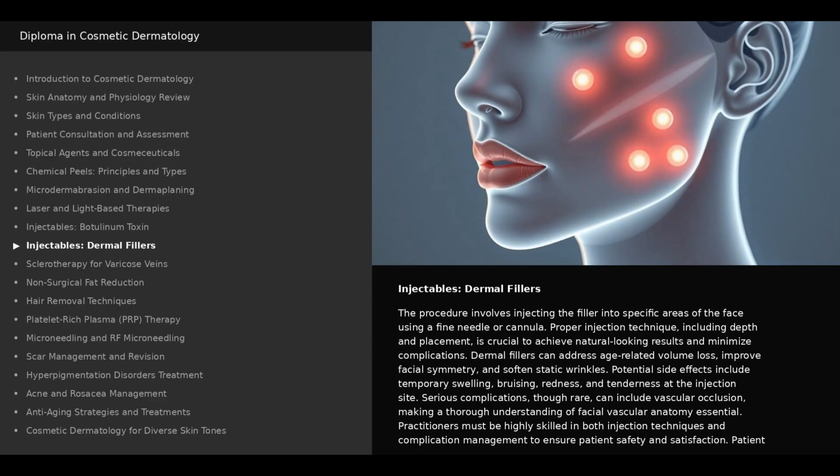Potential side effects include temporary swelling, bruising, redness, and tenderness at the injection site. Serious complications, though rare, can include vascular occlusion, making a thorough understanding of facial vascular anatomy essential. Practitioners must be highly skilled in both injection techniques and complication management to ensure patient safety and satisfaction. Patient education on pre- and post-treatment care is also vital.